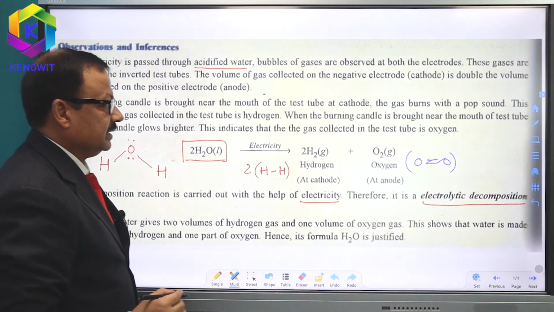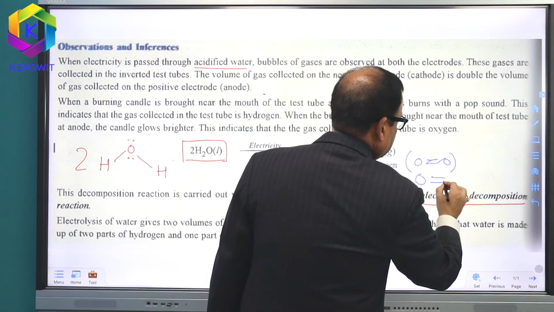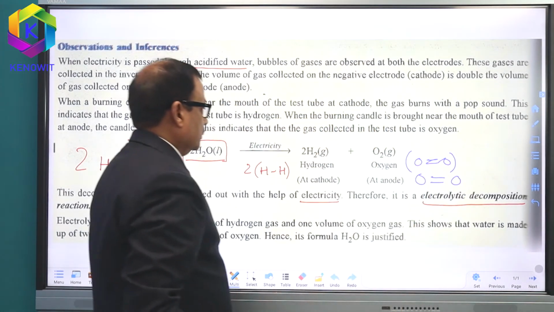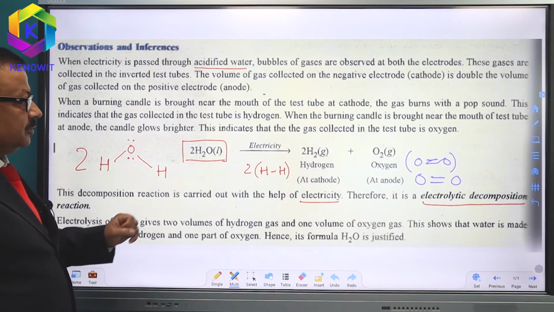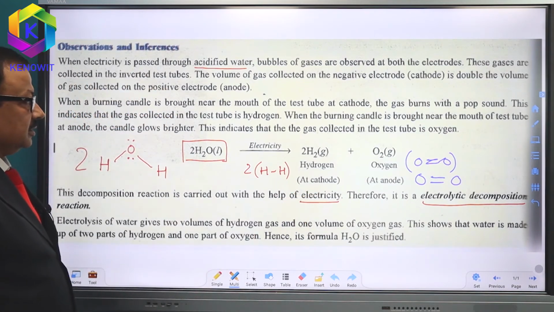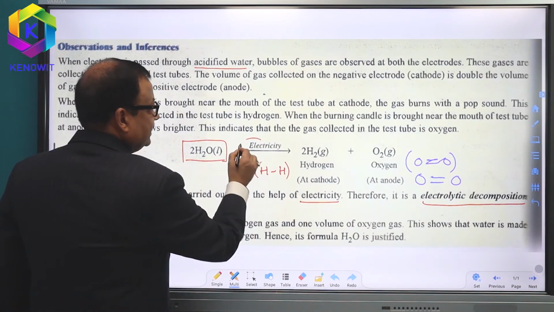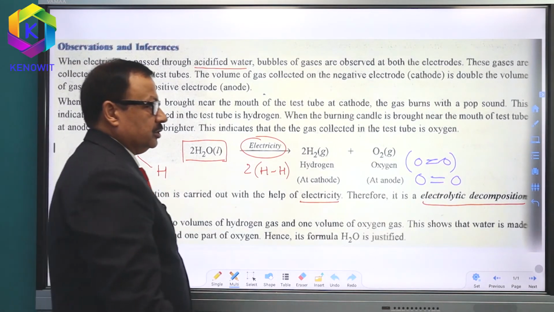This is the O2 molecule, O double bond O. So 2 molecules of water give 2 molecules of hydrogen and 1 molecule of oxygen. And this reaction is due to electricity, so this is known as electrolytic decomposition.